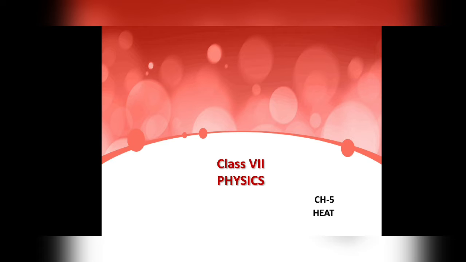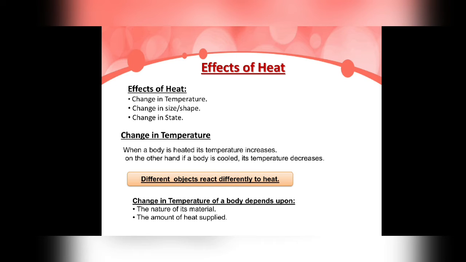Already in this chapter we have learned about heat, its unit, and we've also learned about different units of temperature, like centigrade, degree Fahrenheit and Kelvin. We also have learned how we can convert degree Celsius into degree Fahrenheit and then degree Celsius to Kelvin. We have learned to interchange the different scales of temperature. Now we are going to start with effects of heat.